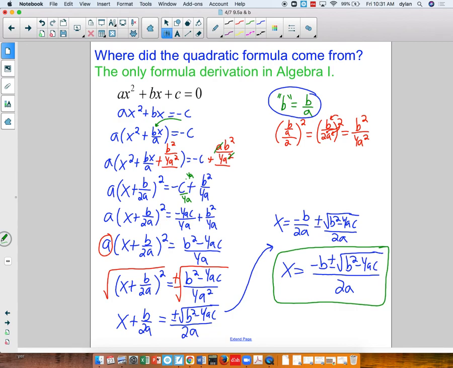You do not need to know this, but I want you to be able to see it and understand where it came from, and know that this will be the Chapter 9 extra credit problem on the test. I will just ask you to derive the quadratic formula, and you will show me this derivation.